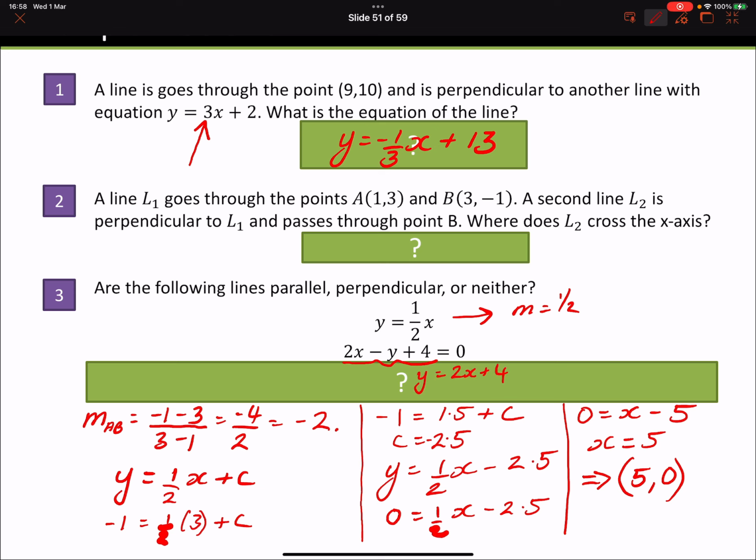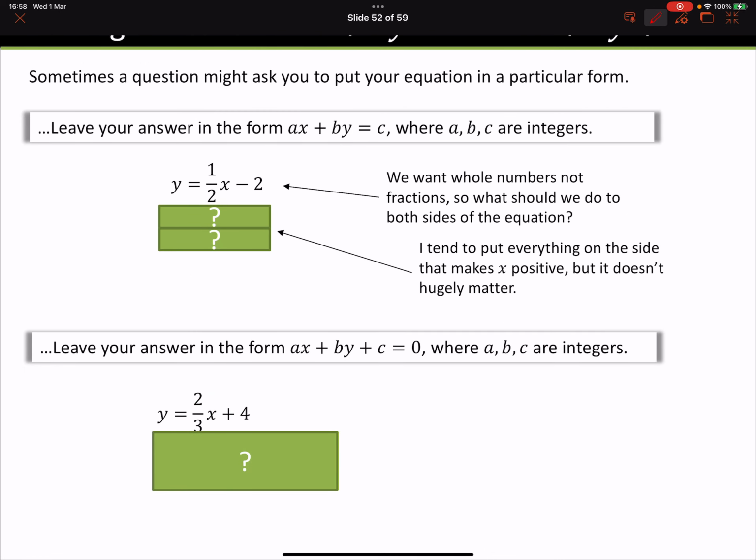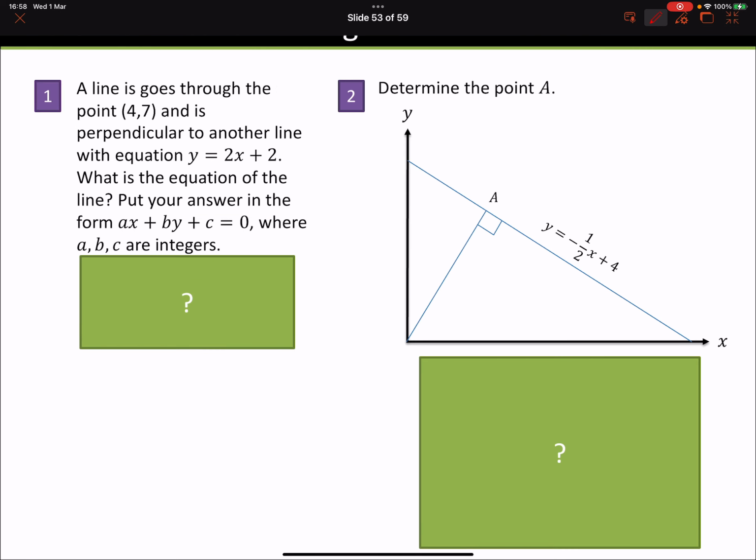Now we know what the gradient is. The gradient is 2. Okay? And they're not the same, so they're not parallel. One of them isn't negative, so they're not perpendicular, so the answer is neither. Okay? And I think that's what I'm going to stop with there.